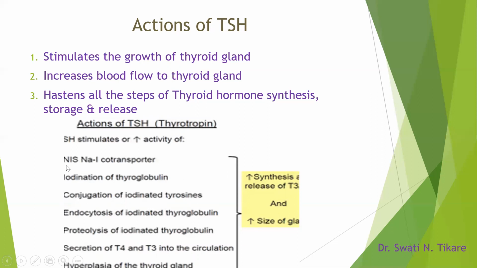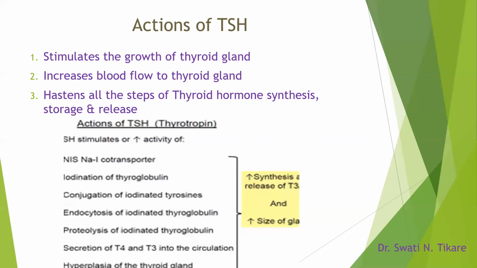So it is increasing the activity of NIS, that is transporting iodine, iodination of thyroglobulin, conjugation of iodinated tyrosine, endocytosis of iodinated thyroglobulin, proteolysis, that is lysing, breaking down of the T3 and T4 hormones, then secretion of T3 and T4 into the circulation. And hyperplasia of the thyroid gland, already we told, it stimulates growth of the thyroid gland. So these are the actions of TSH.